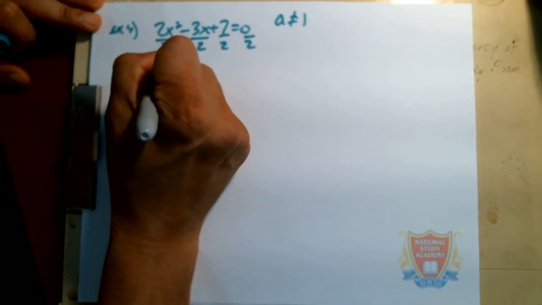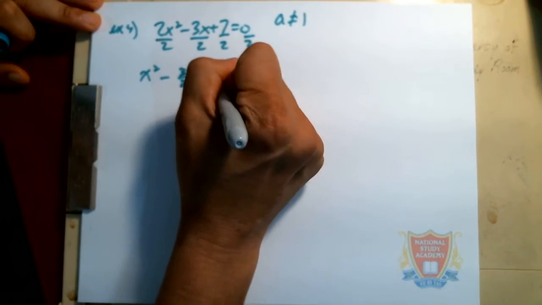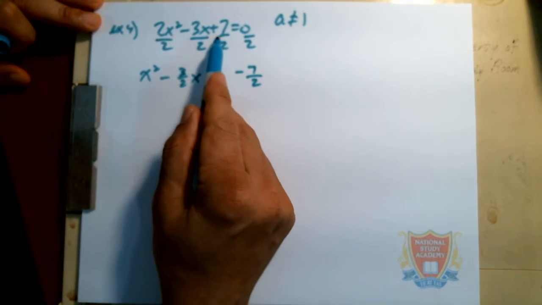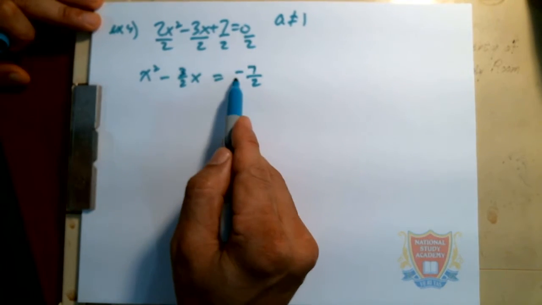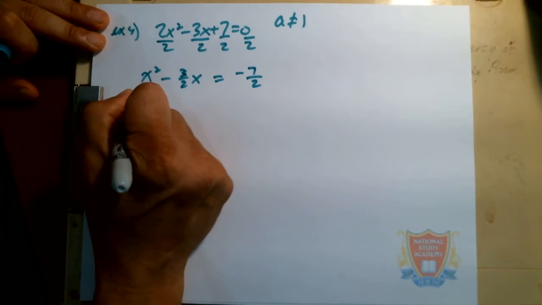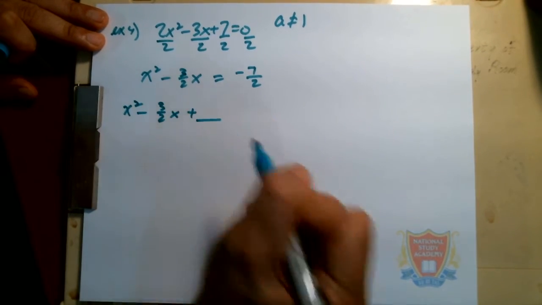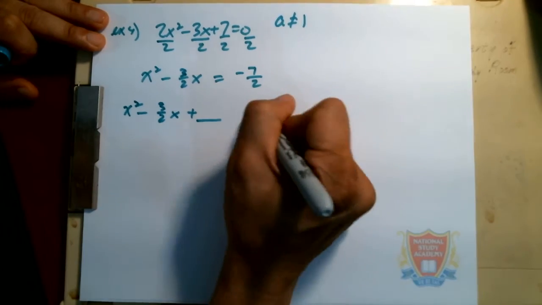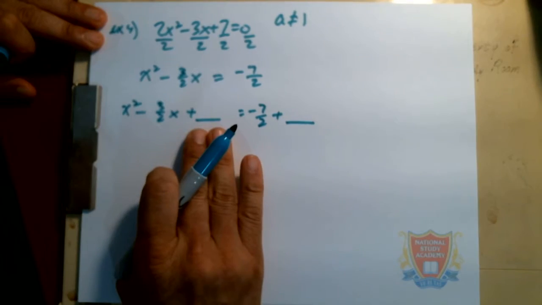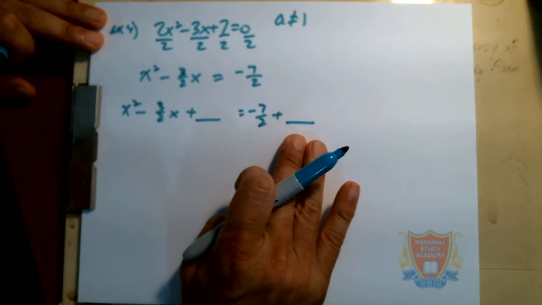I end up with x squared minus 3 halves x equals negative 7 halves. Do you notice that what we just did is we moved the 7 halves by subtracting 7 halves to the right side? Now we're going to complete the square, x squared minus 3 halves x plus something, we don't know what that is, equals minus 7 halves plus something. We add to the left side of the equation. There's an equal sign. We add to the right side of the equation.